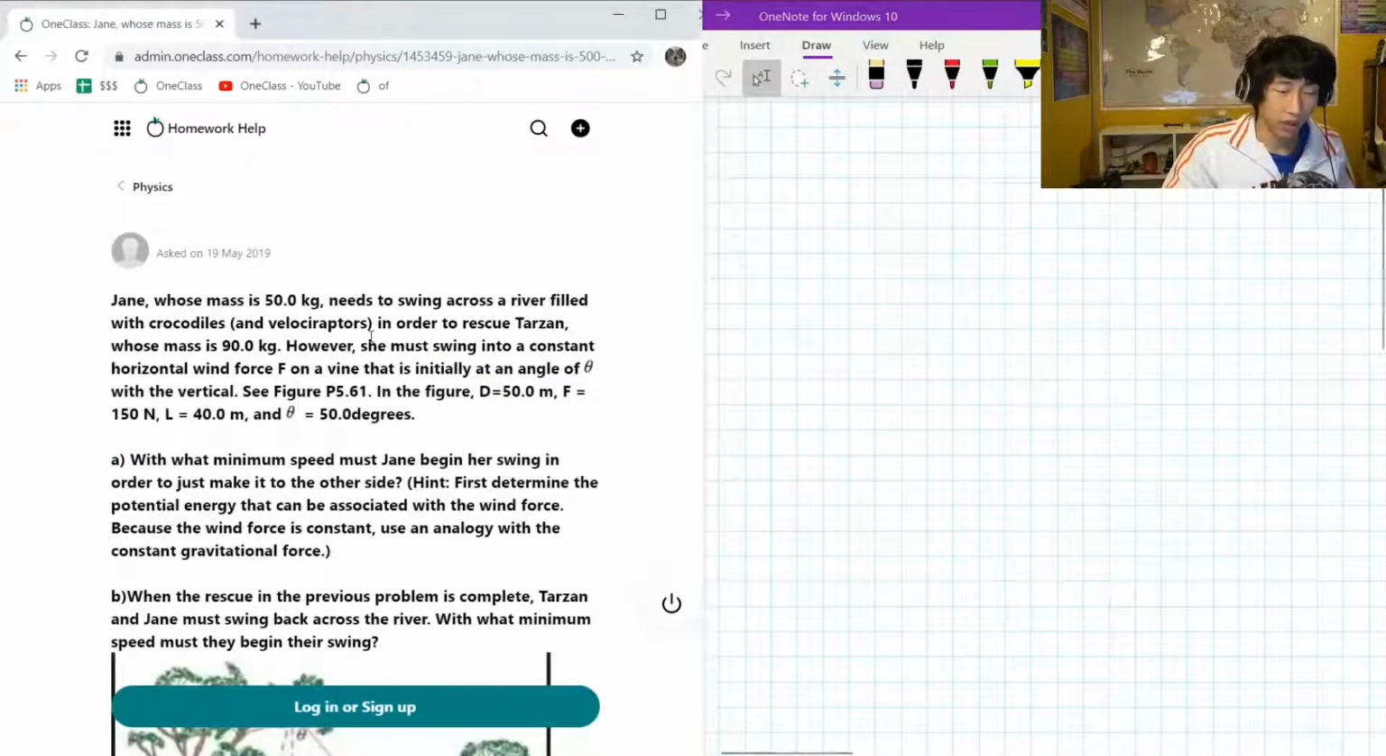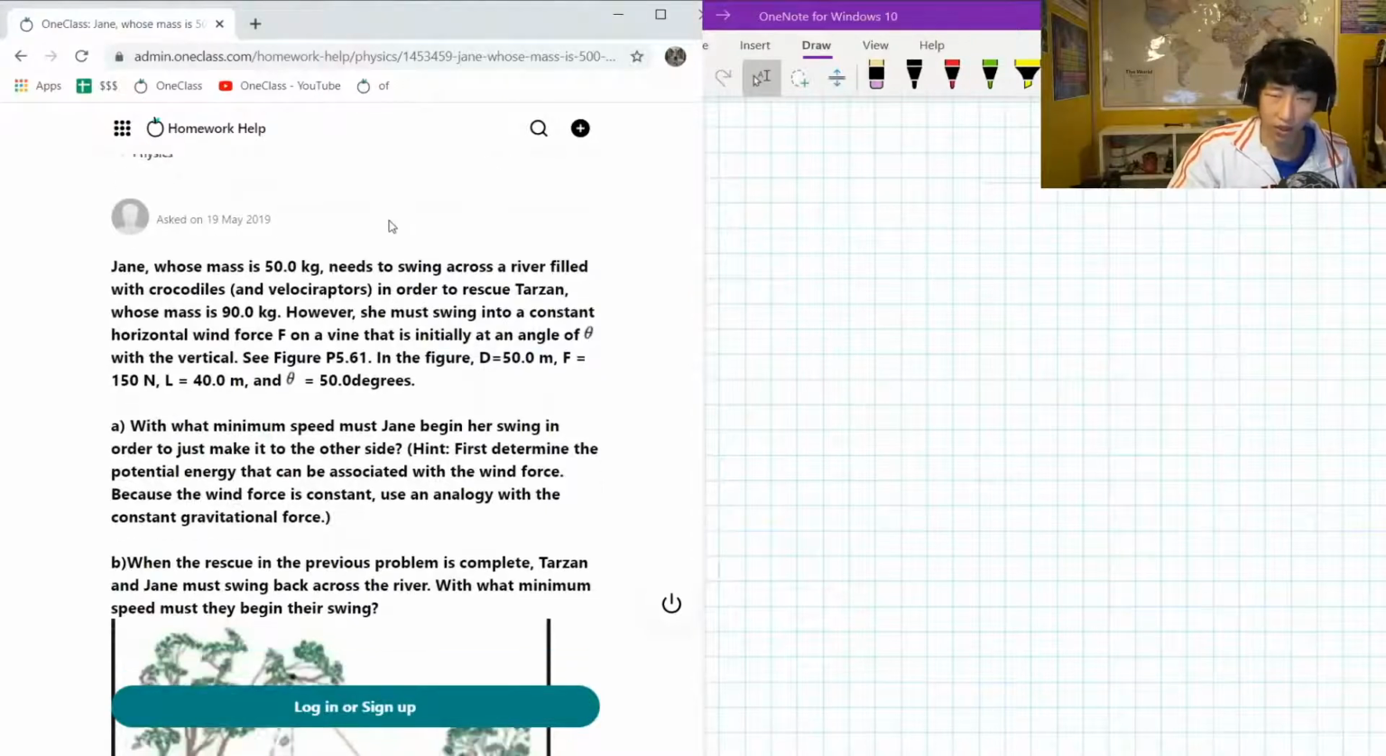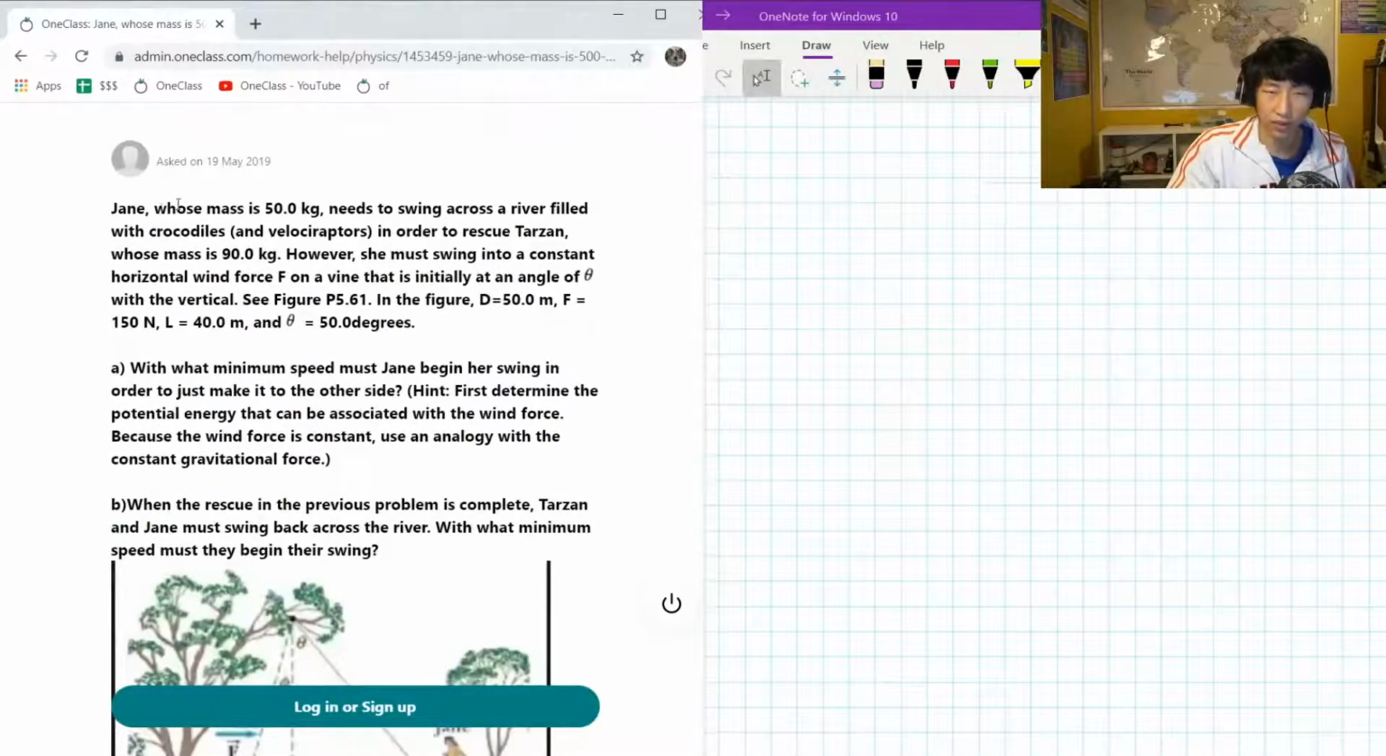Okay, so this is the next question that we have on the menu today, and it's presenting us a situation where we have Jane, who is 50 kilograms, needs to swing across a river filled with crocodiles and velociraptors. Dinosaurs are coming back, and she's trying to rescue Tarzan. And Tarzan is a little bit heavier at 90 kilograms. So she must swing with a constant horizontal wind force that is applied to her.